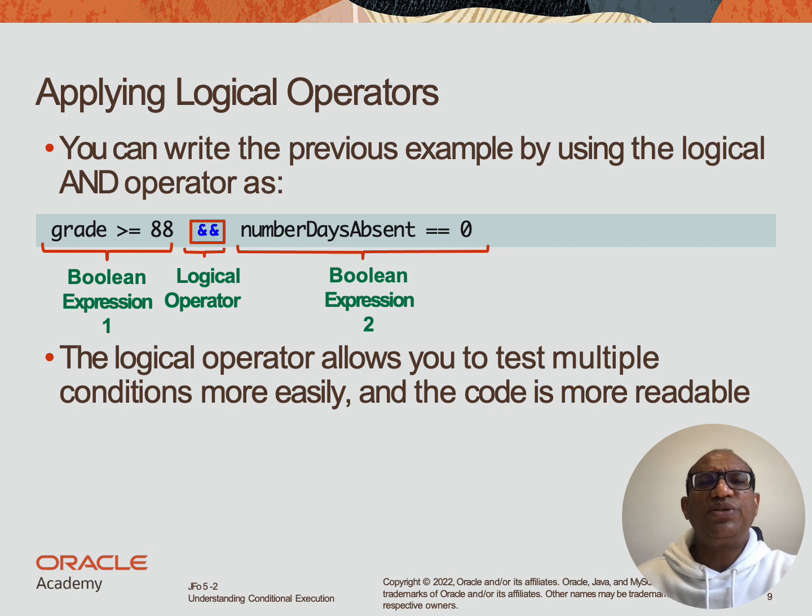In this example, you use the logical AND operator because both Boolean expressions must be true to make the student eligible for a scholarship. In logical AND operator, the combined condition is true if and only if both Boolean expressions are true. The combined condition is false if either or both of the Boolean expressions are false.